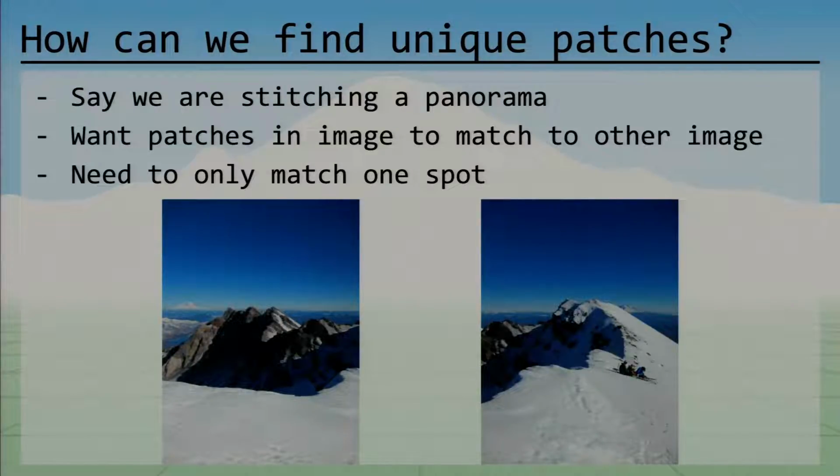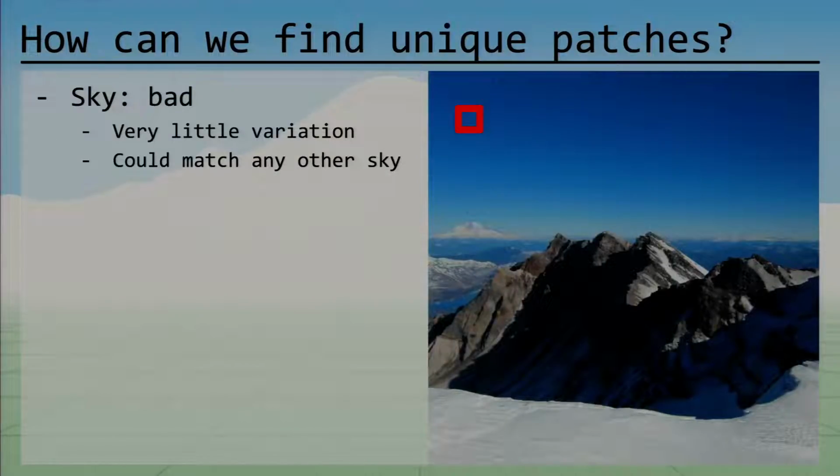So we want to figure out some way of finding unique patches, some way of finding some patch in an image that isn't going to get likely confused with a different patch in a different image. And so we have these two images that we might be trying to stitch together, and we want to find patches that match to basically exactly one spot in the other image and aren't going to get confused with different spots in that image. So we can think about maybe our image patch is going to be the sky.